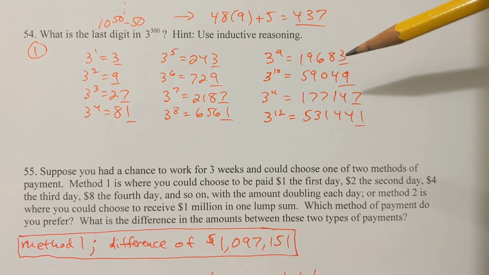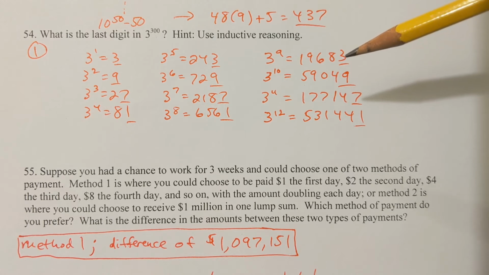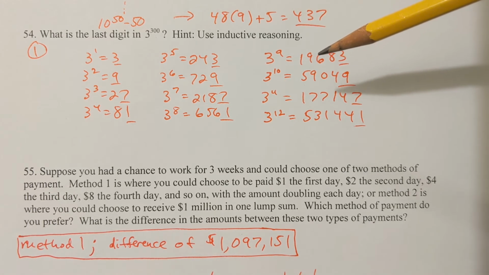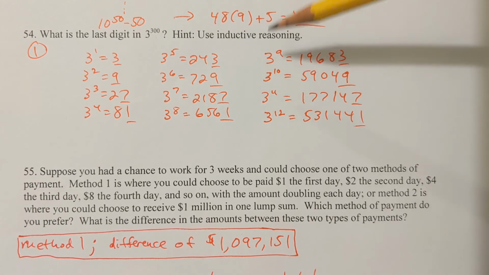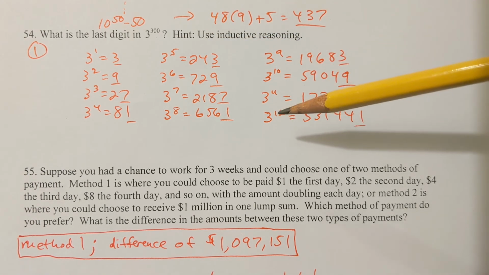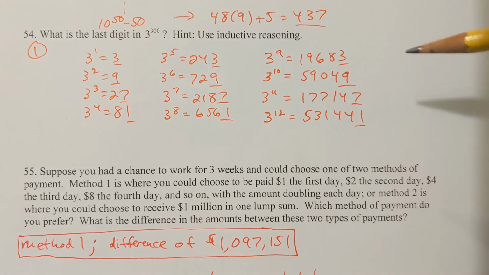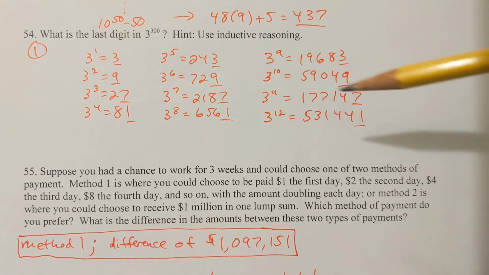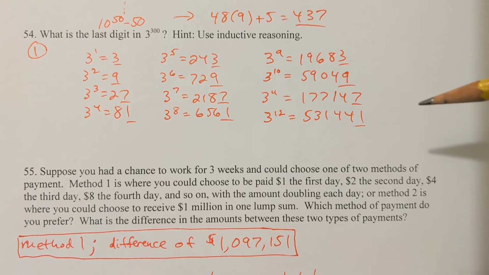Okay, so at this point, I feel like there's a pattern going on, and I'm going to use inductive reasoning to find out what 3 to the 300th is. Okay, I've got 3 to the 12th. Now, if I continue to make columns of 4, and I make 25 columns, the very last number in the last column would be 3 to the 100th power, which would be something that ends in a 1.